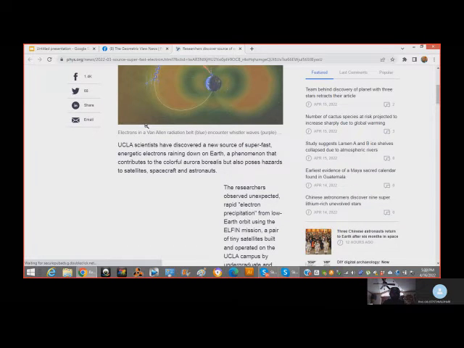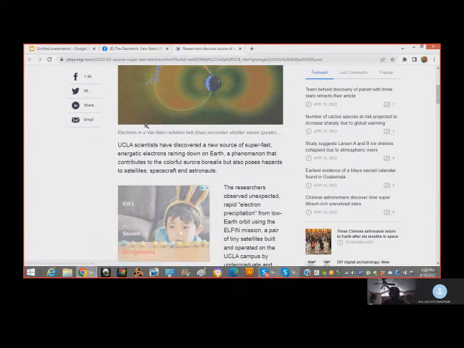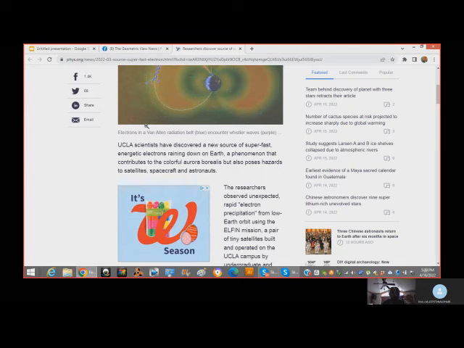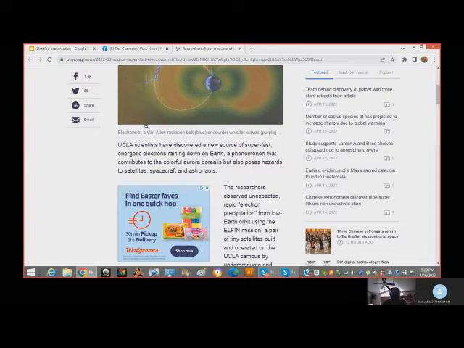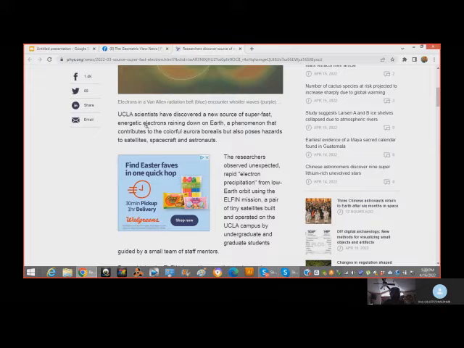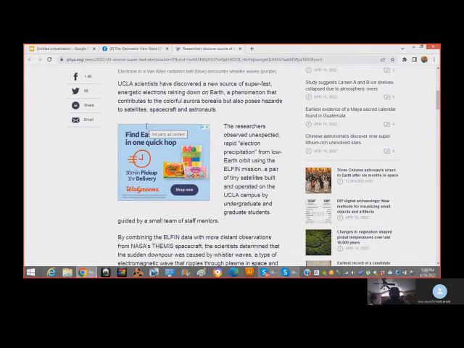Superfast electron rain. UCLA scientists have discovered a new source of superfast electrons raining down on Earth, a phenomenon that contributes to the colorful aurora borealis, but also poses hazards to satellites, spacecraft, and astronauts. The researchers observed unexpected rapid electron precipitation from low Earth orbit using the ALPHA mission, a pair of tiny satellites built and operated on the UCLA campus by undergraduate and graduate students, guided by small teams of staff mentors.